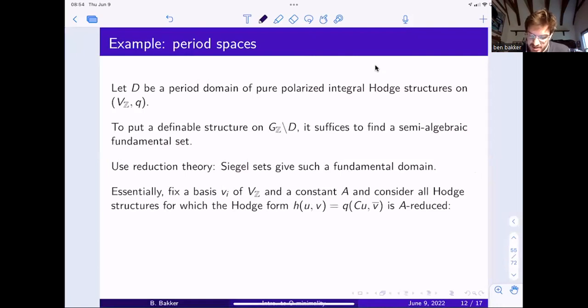So basically we do the following. We fix some basis of Vz and some constant A, which is greater than 0. And we want to consider all Hodge structures for which the Hodge form, which I don't know if we've seen, but remember the Hodge form is related to the polarization form, the natural Hermitian form you get from the polarization form by changing signs depending on which Hodge decomposition group you're in. And the point of this Hodge form is that it's positive definite, okay? So if for a fixed basis, fixed constant A, we look at all Hodge structures for which this Hodge form is reduced, then I claim we'll get a semi-algebraic fundamental domain.